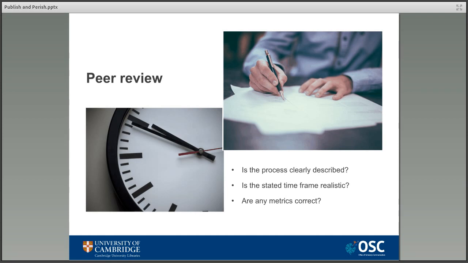It's also a good idea to make sure that any metrics like the journal impact factor that have been given are correct, as again it's not unusual for these journals to inflate or even make up numbers to make themselves sound more impressive.